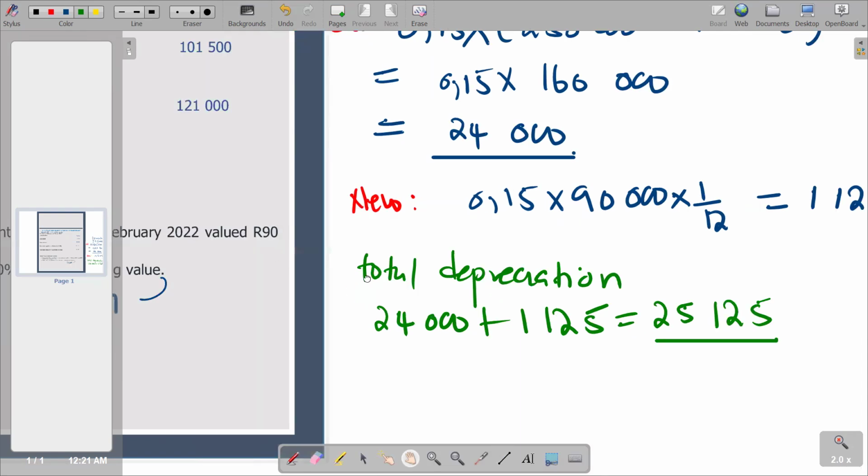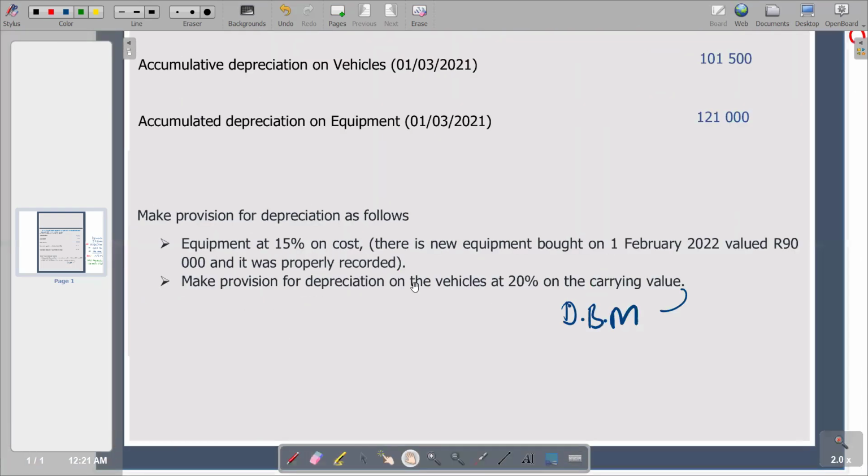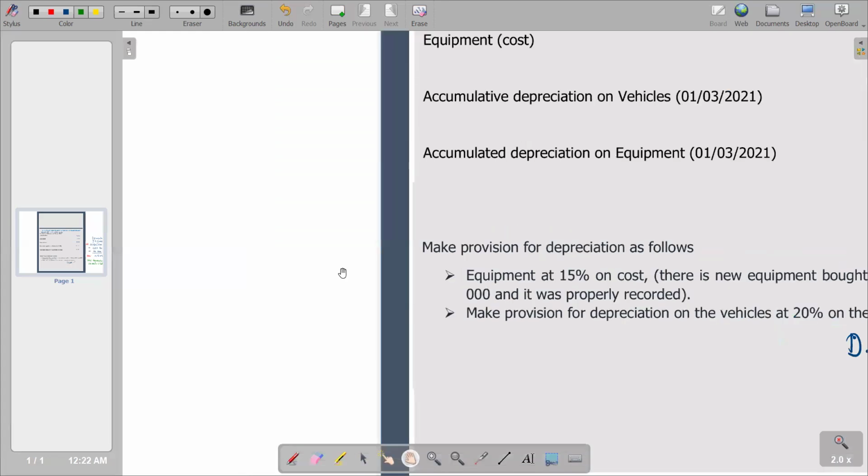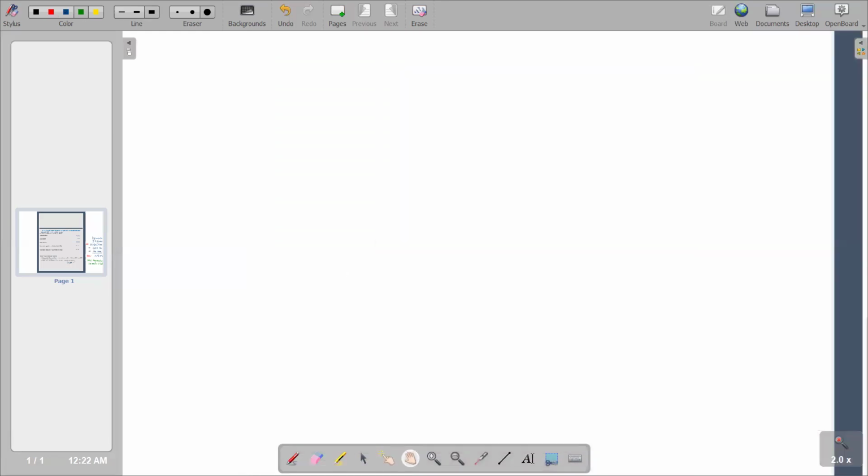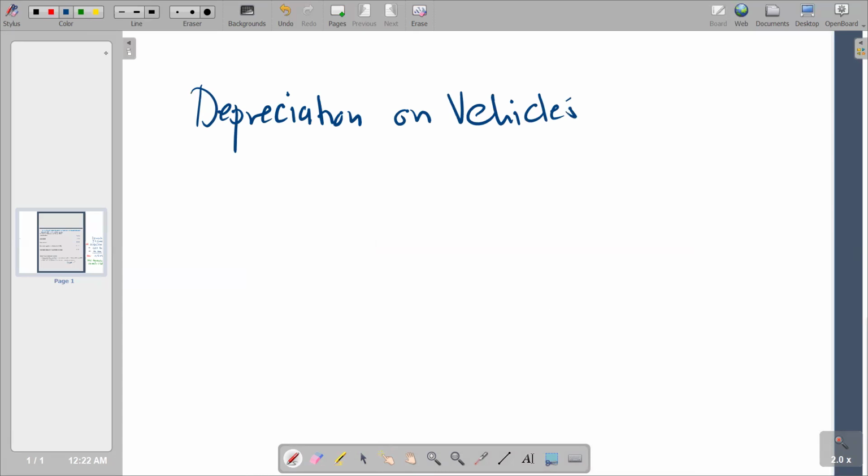Then second part, we have vehicles, and for the vehicles, we do not have any additions which came during the year according to our internal information. So this one is going to be a bit similar. So we are saying now depreciation on vehicles. Okay, I just represent here by saying depreciation on vehicles. Whereby the formula that we use to calculate depreciation on vehicles, I will say percentage times carrying value, since it's the carrying value method or the diminishing balance method. So this is the formula that we use for the diminishing balance carrying value.